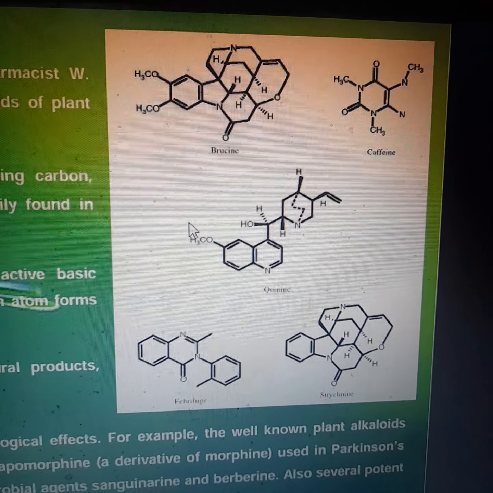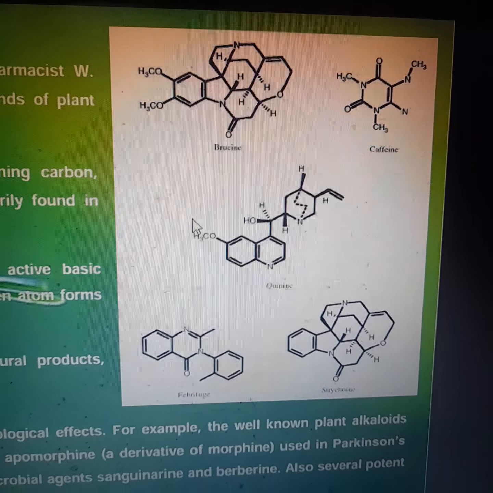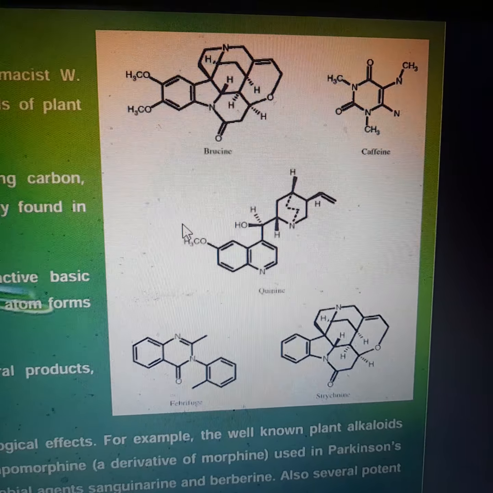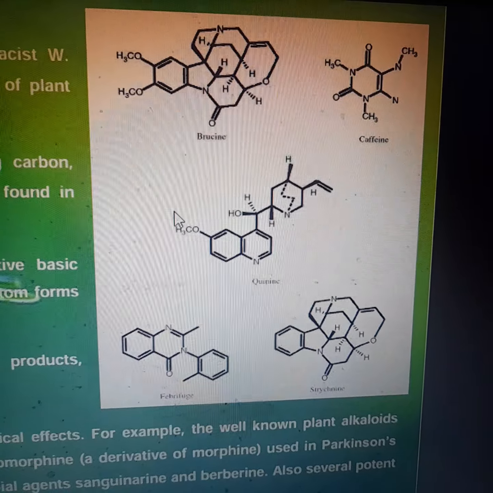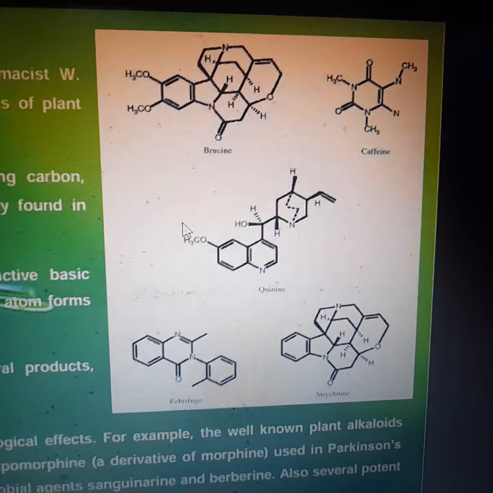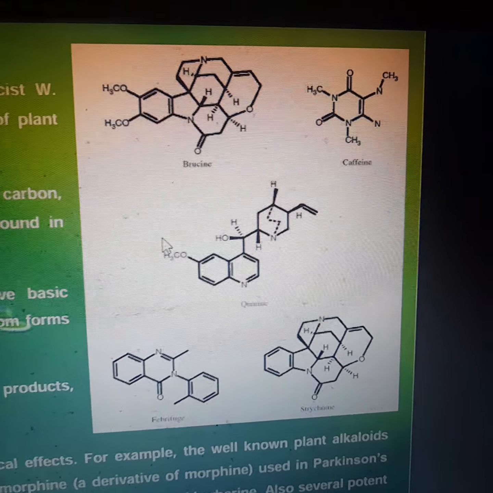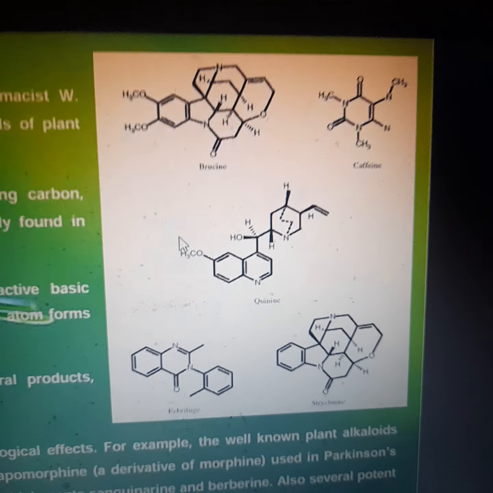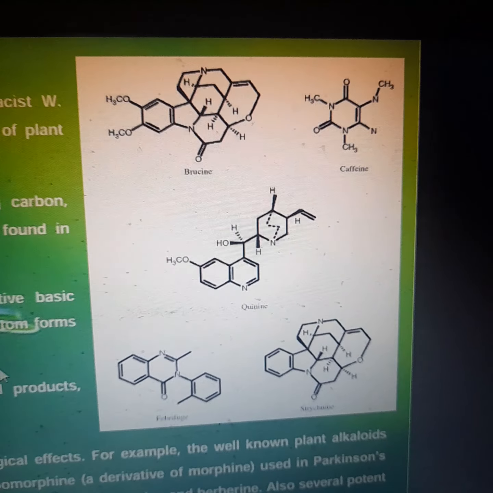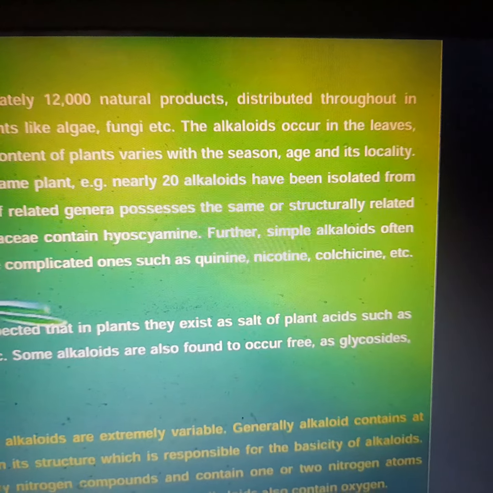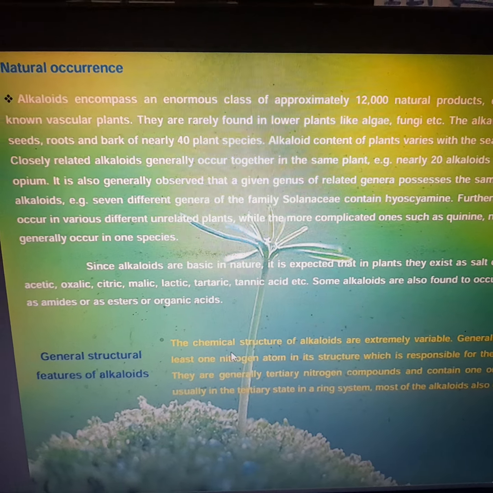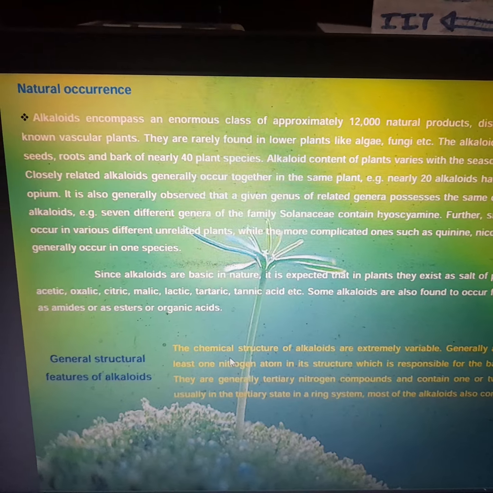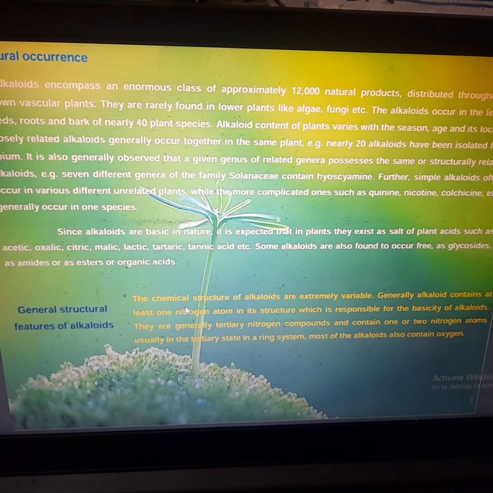It has a vital role in formation of the compounds which are responsible for the prevention of any disease. We will see the pharmacological activities in detail in the upcoming lecture. So let's move forward. Let's talk about the natural occurrence. Earlier I mentioned that alkaloids are basically found in plants.